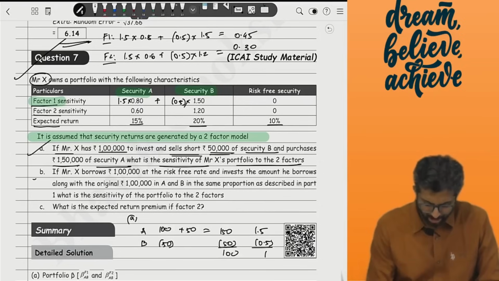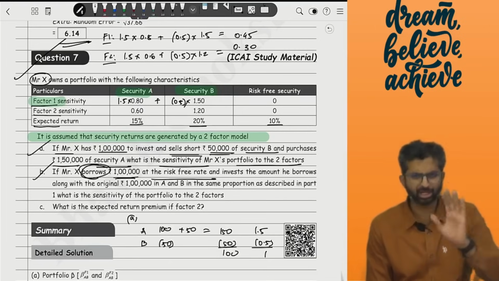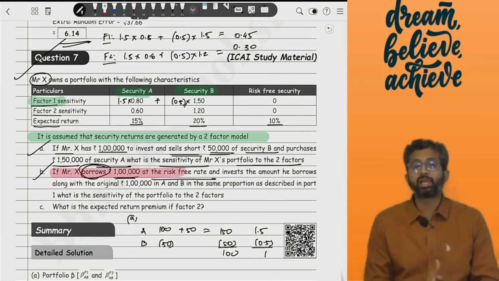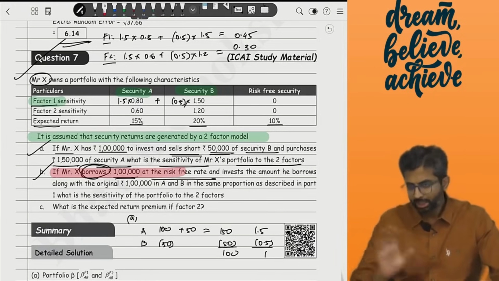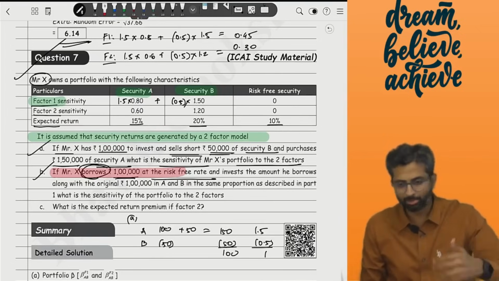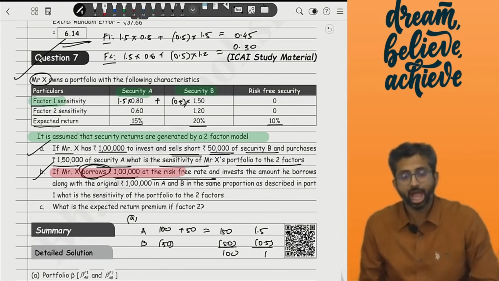Okay, point B is a little tricky. If Mr. X borrows 1 lakh at the risk-free rate, let us stop over here. This is a point where you will possibly make a mistake. Usually, let us say it was told that Mr. X invests 1 lakh rupees in a risk-free security. Would you have taken it in your portfolio? The answer is yes. Why? Because the amount invested, even if it is in a risk-free security, is your amount invested, and hence you should take it.